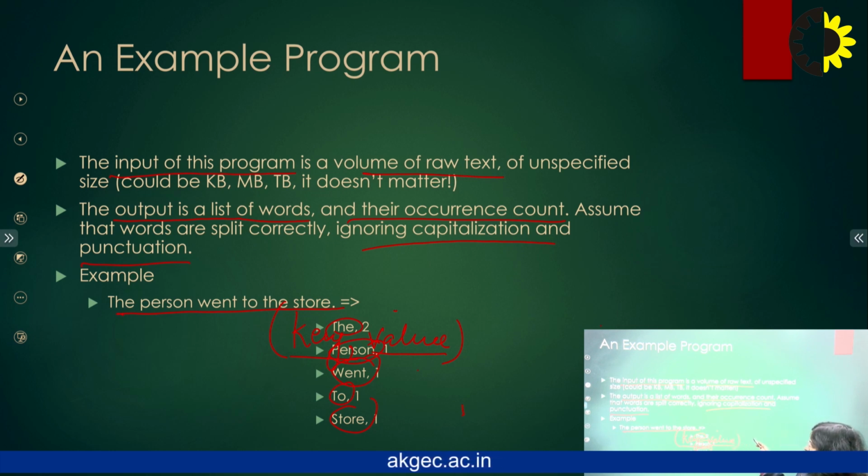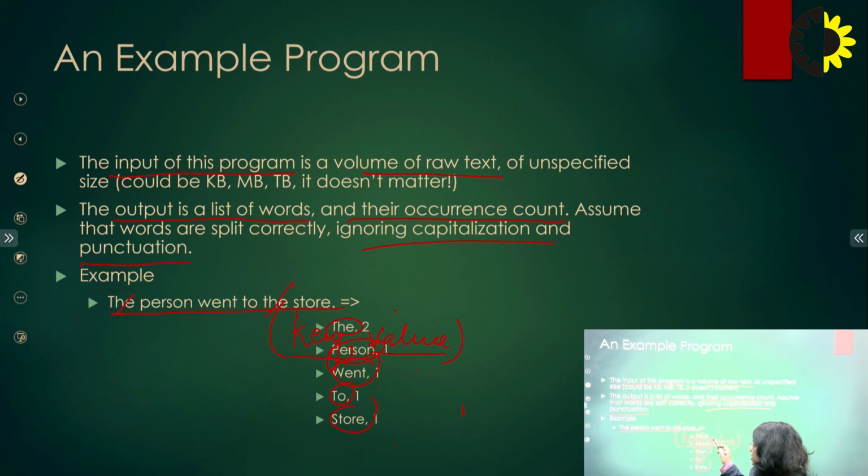Next there is the key-value pair, meaning these are the keys and we will find out the values of these keys. The is a key which occurred two times in this sentence, the and the, so we write two here. Person occurs one time, so we write 1 here. Went occurs one time, so we write 1. To is 1 and store is 1. So we write the frequency along with the words.